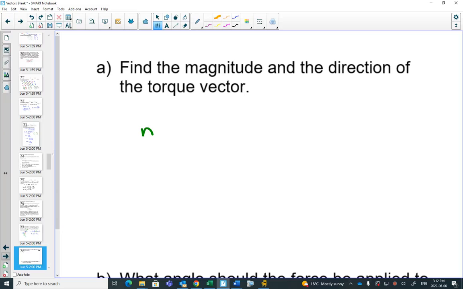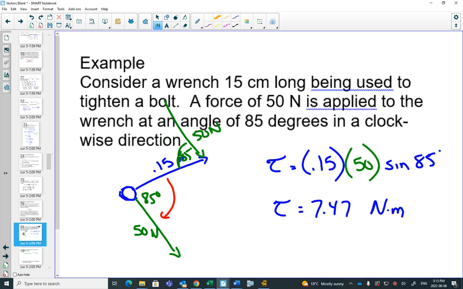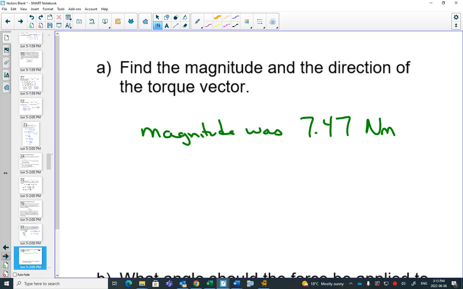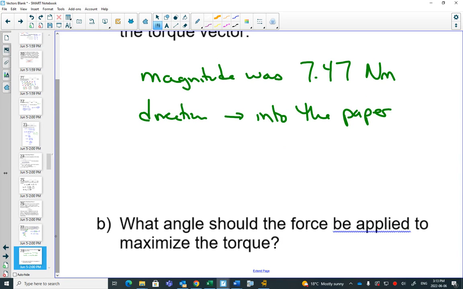So the magnitude was 7.47. Did I write it down right? Yes. And direction into the paper. And then we already answered what angle the force should be applied at to maximize: 90 degrees.